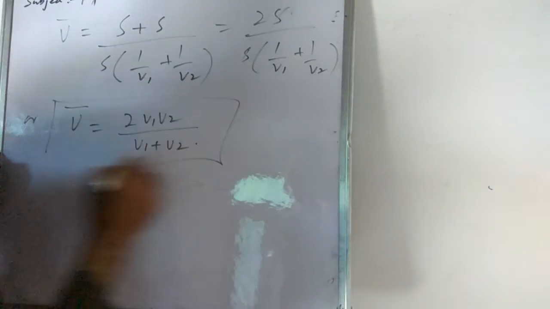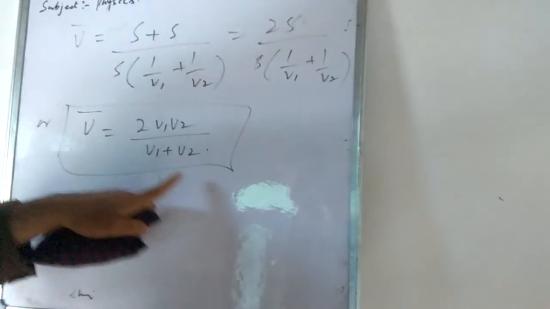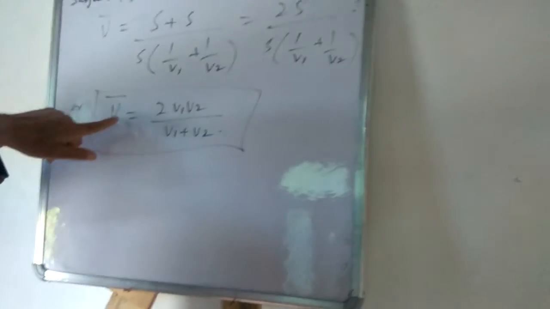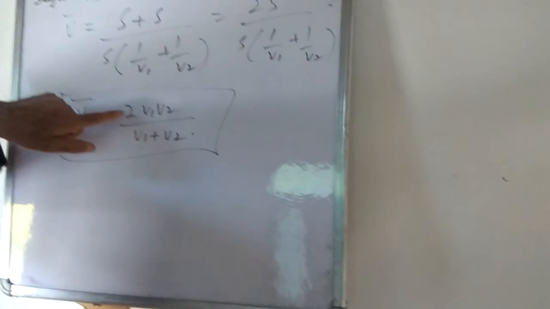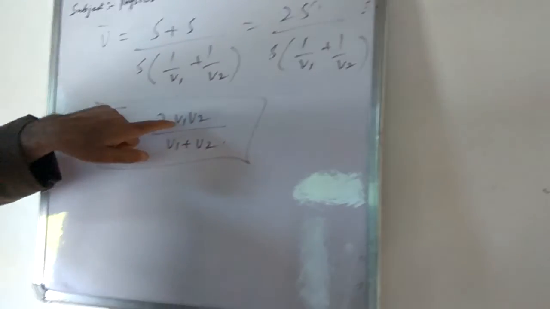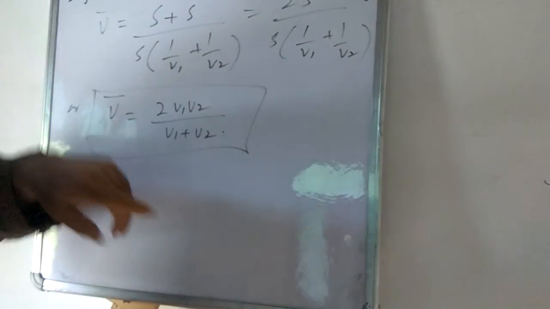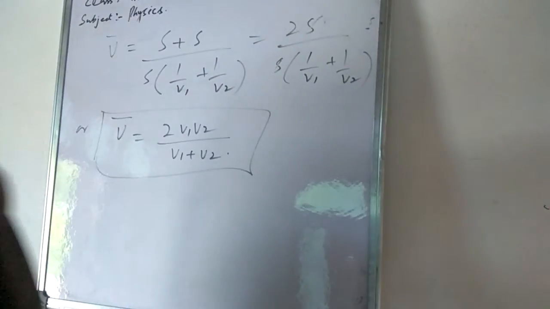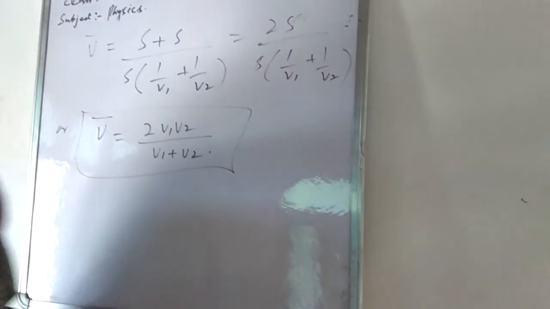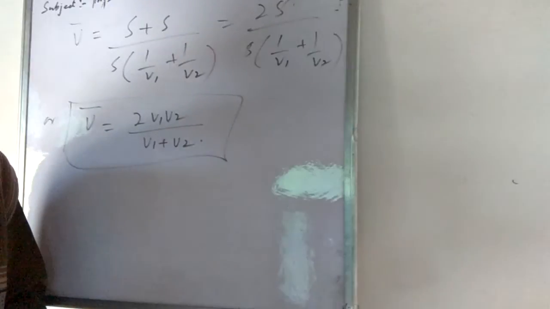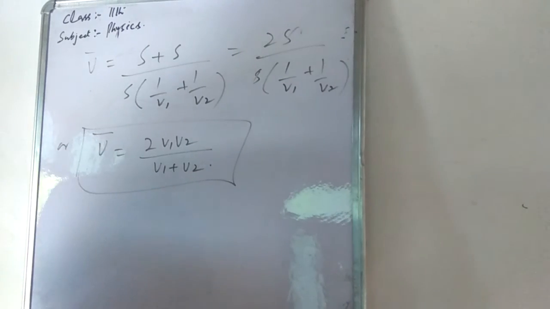This is the average speed of the body when the body travels equal distances with different speeds. At that time, we can calculate the average speed of a body like this: twice v1 v2 divided by v1 plus v2. Then there is another situation.